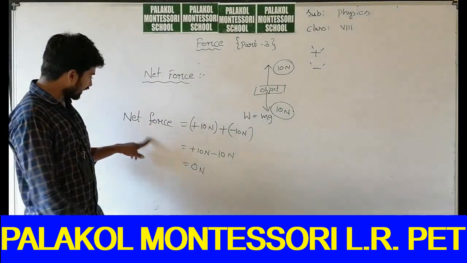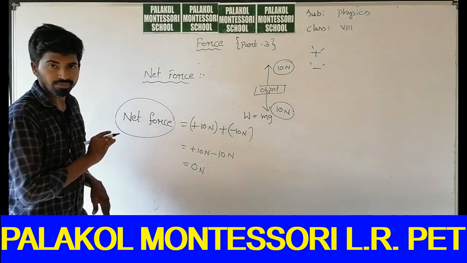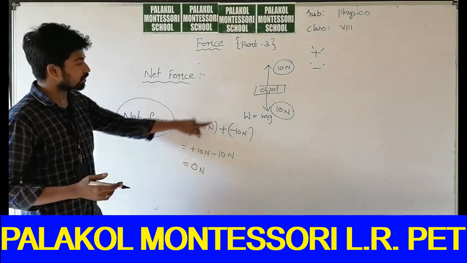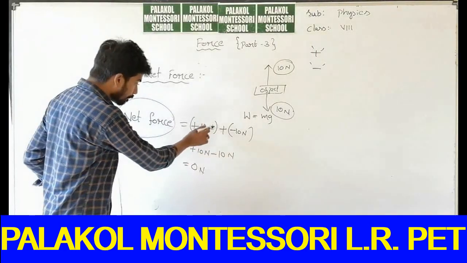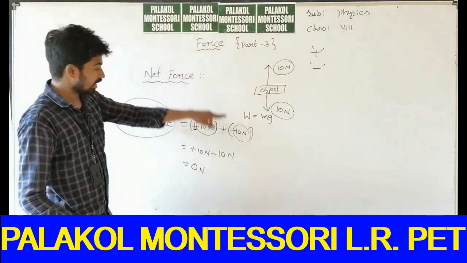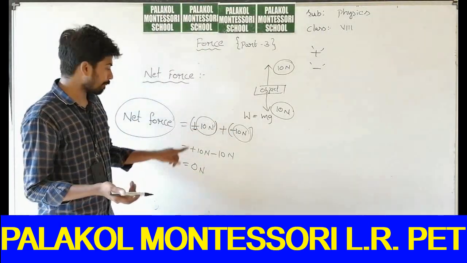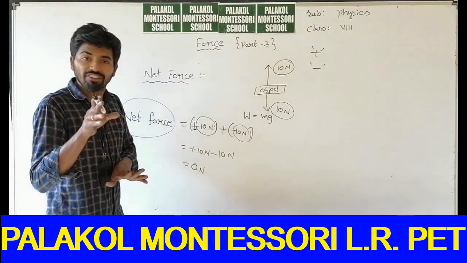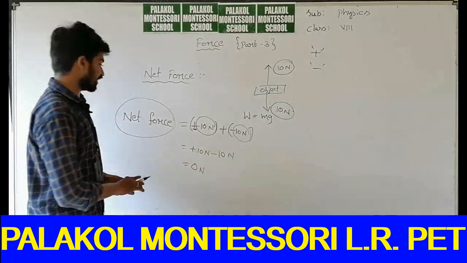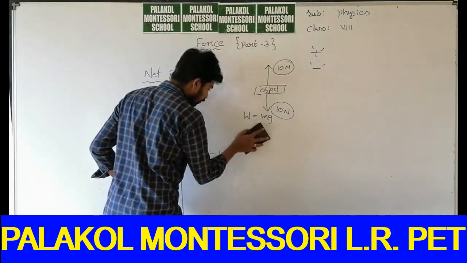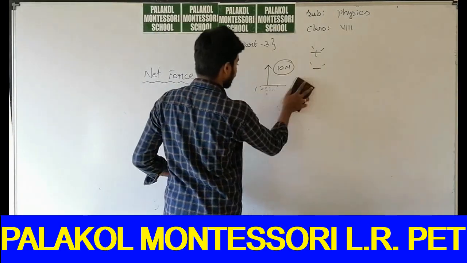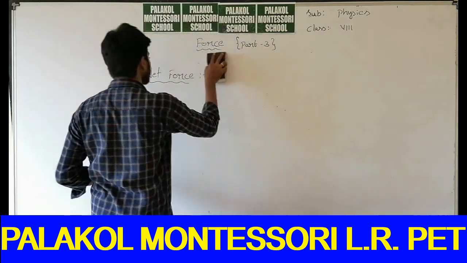So whenever you are finding the net force, which is similar to the total force acting on the object, you are considering the numbers and direction also. That's why you have taken plus for the upward direction and negative for the downward direction. By placing the positive and negative signs, you have included the directions here. So while you are finding the net force, you must denote the directions also.